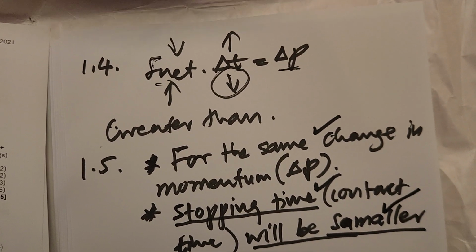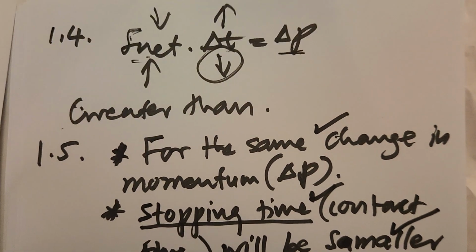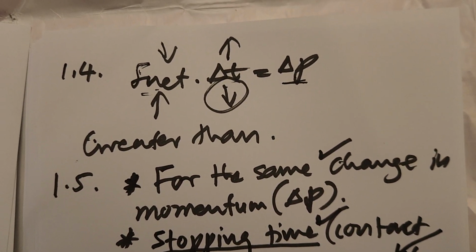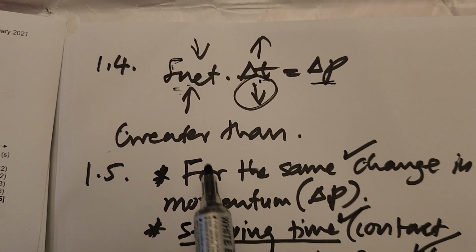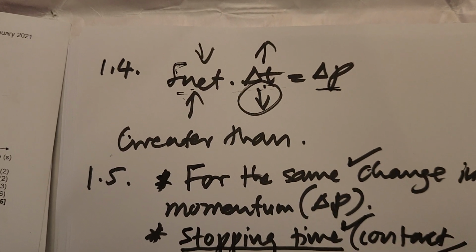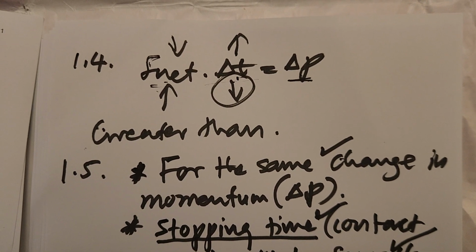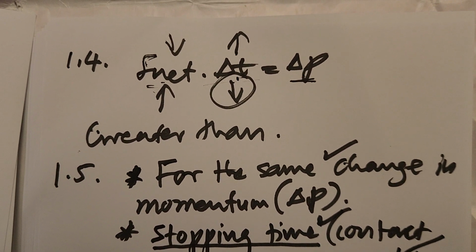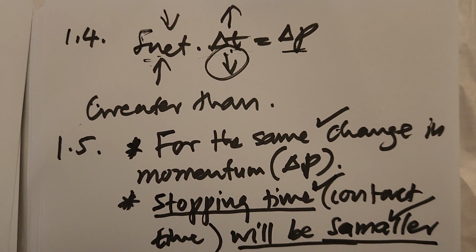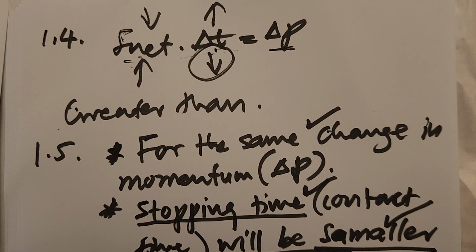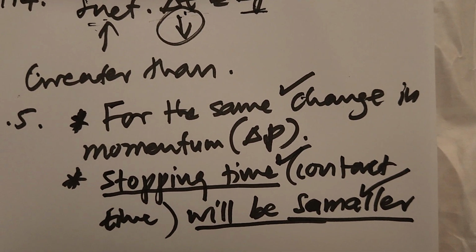Will be smaller is this one, because not everyone will know that the force is affected by the stopping time or the contact time. That's why if you recognize that the contact time will have an effect on the force, then you must be credited for mentioning the stopping time. Then it will be smaller, then also that one will be another mark to credit that knowledge. I think the question was relatively very straightforward.